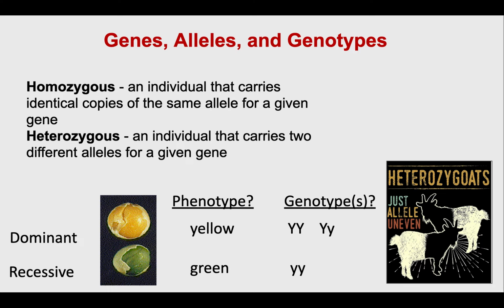Now we can also be heterozygous. It's an individual that carries two different alleles for a given gene. So we're going to carry the recessive and the dominant. We're going to carry both of them. We are heterozygous. Does that make sense? Any questions about genotypes I can clarify?